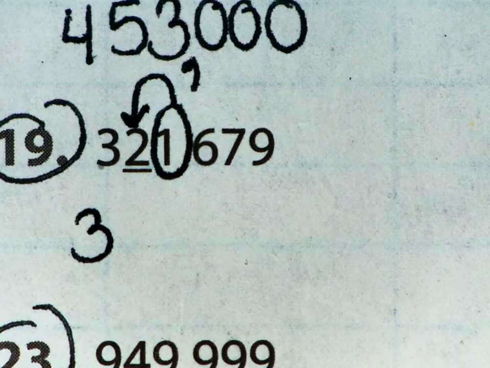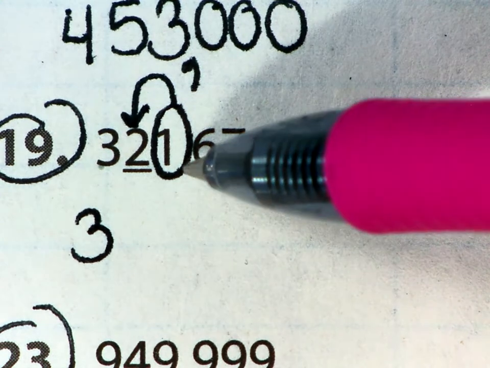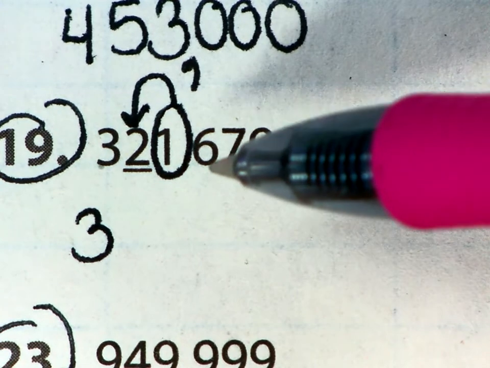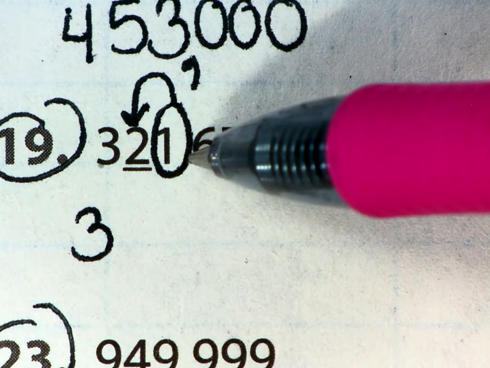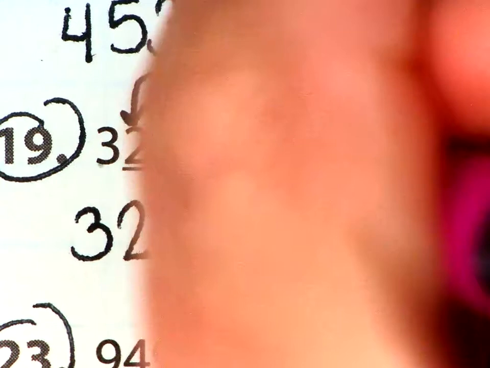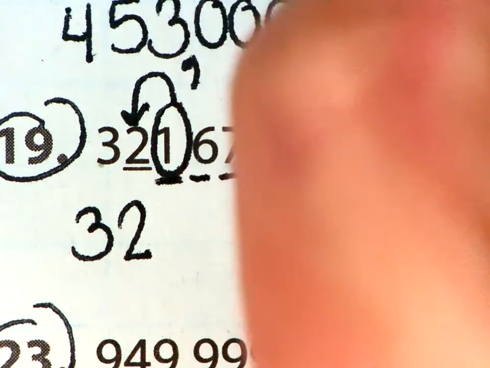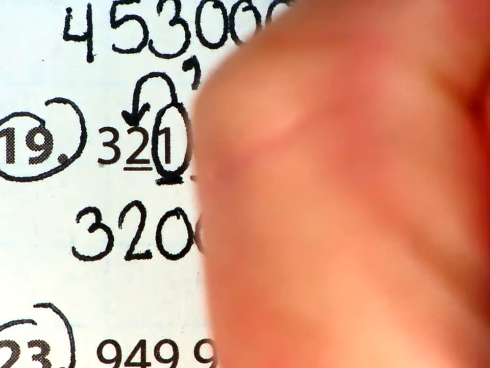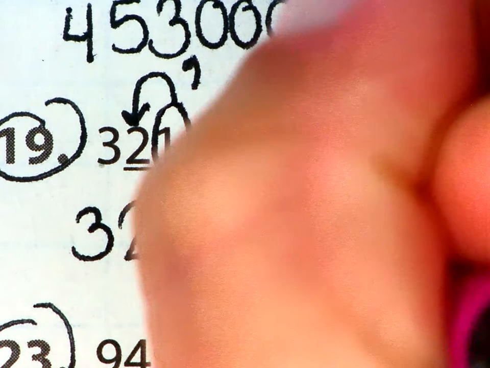Now I need to turn my brain on. Is this circled digit 5 or more, or is it 4 or less? The number 1 is 4 or less, so we're going to let this 2 rest. It stays a 2, and then 1, 2, 3, 4 digits become zeros. I can now plug in my comma. Perfect.